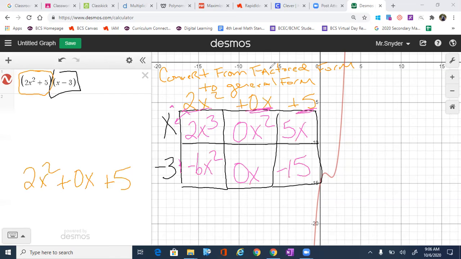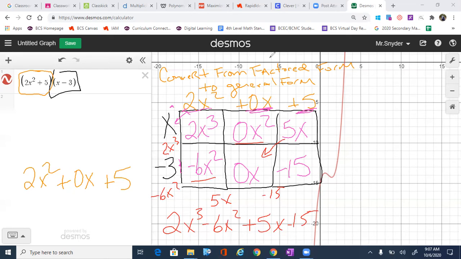Now, the one thing that I like to do is I like to go ahead and add things up at the diagonal. You'll notice the diagonal has all the like similar terms. So I have a 2x cubed. I have 0x squared minus 6x squared, which is negative 6x squared. I have 5x plus 0x, which is just 5x. And then I have negative 15 right here. And that tells me that my final standard form or general form equation is 2x cubed minus 6x squared plus 5x minus 15.